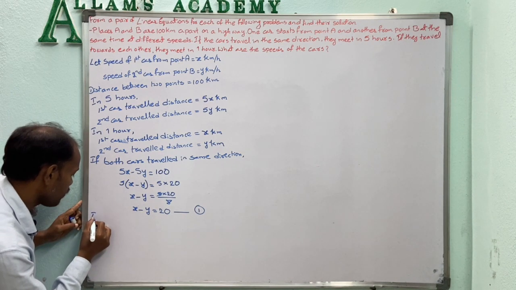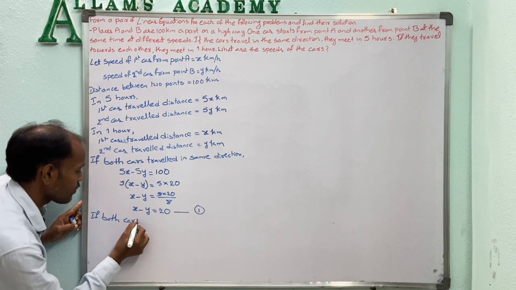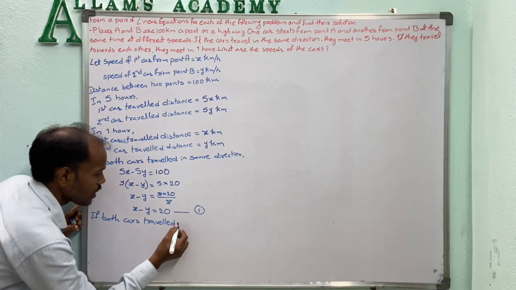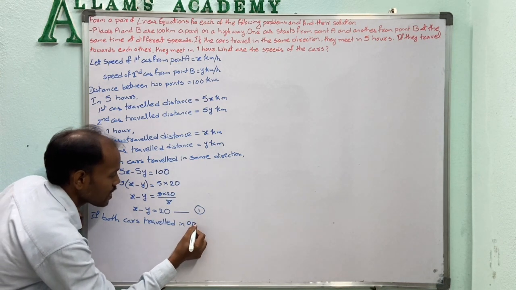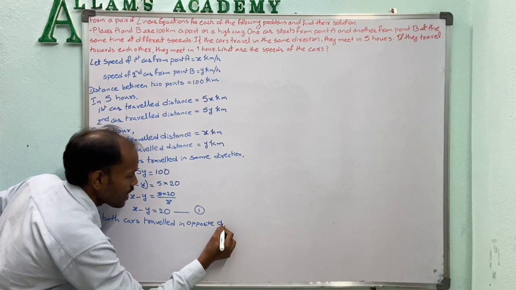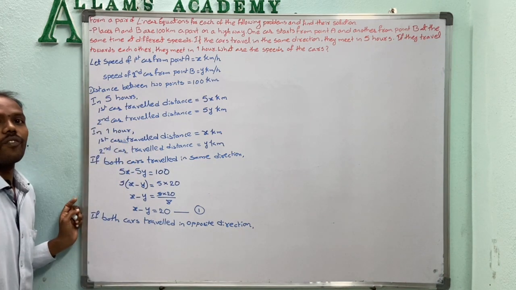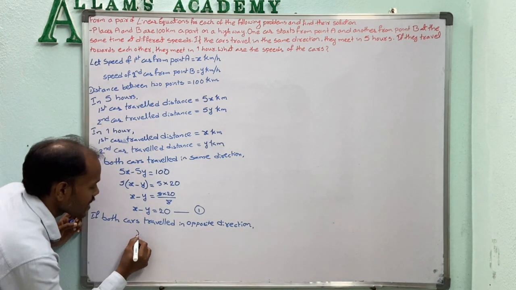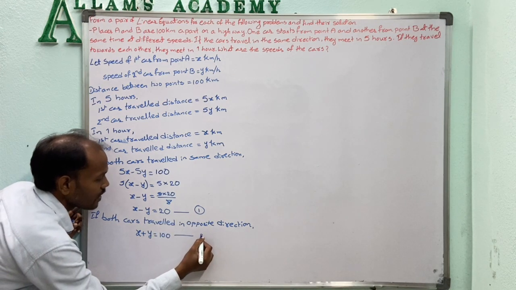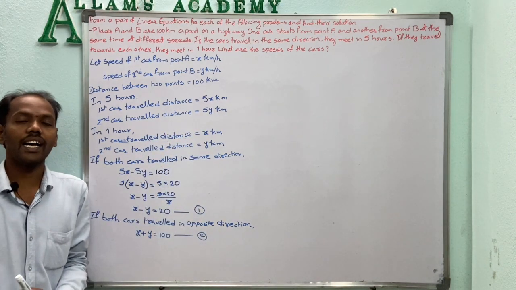travel towards each other, meaning in opposite directions, they meet after 1 hour. Then we can write their speeds as increasing, so x plus y equals 100. In the second equation, x plus y is nothing but 100.